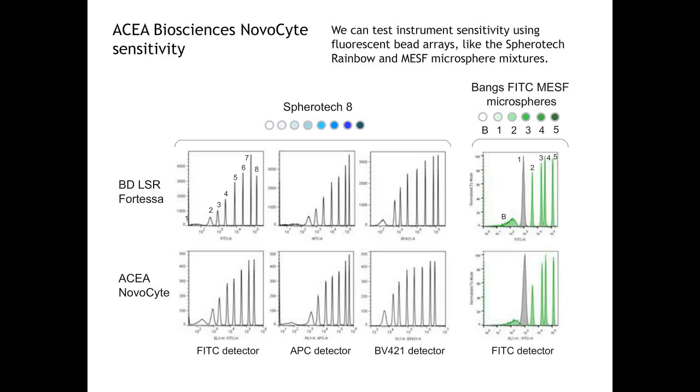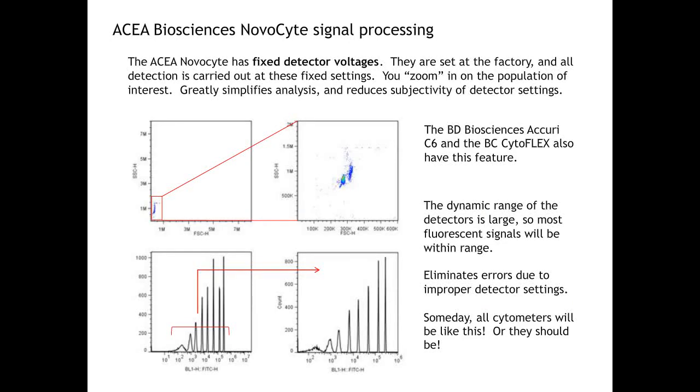Here we're looking at Bang's FITC MESF microparticles on the right-hand column, and we're able to distinguish the dimmest population almost to the same degree on the NovaSight as we are on a BD LSR Fortessa. So we don't lose sensitivity by going to these lower cost platforms.